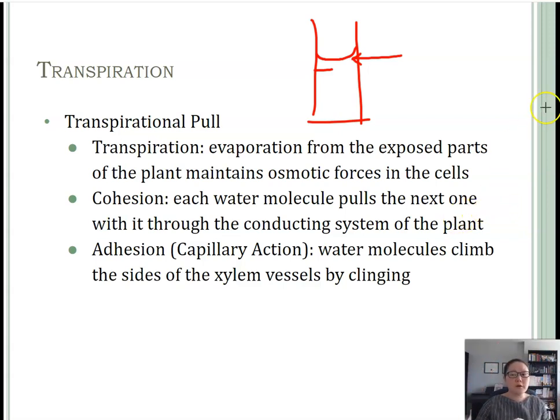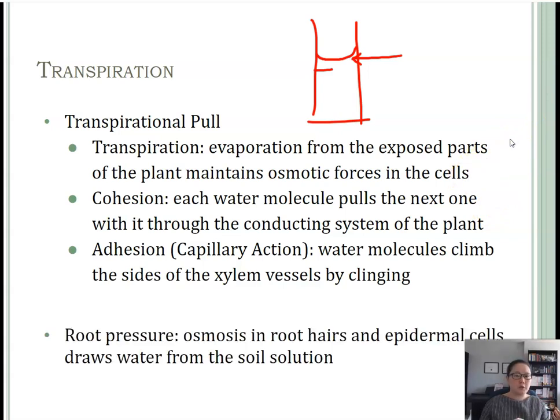Now, the other part of transpiration is root pressure, and this is basically when you have osmosis happening in those root cells. Osmosis is the diffusion of water, so water going from where there is a lot of water to a little water. So osmosis happens, water enters the root hairs, and those roots are designed in a way that water can only travel in one direction.